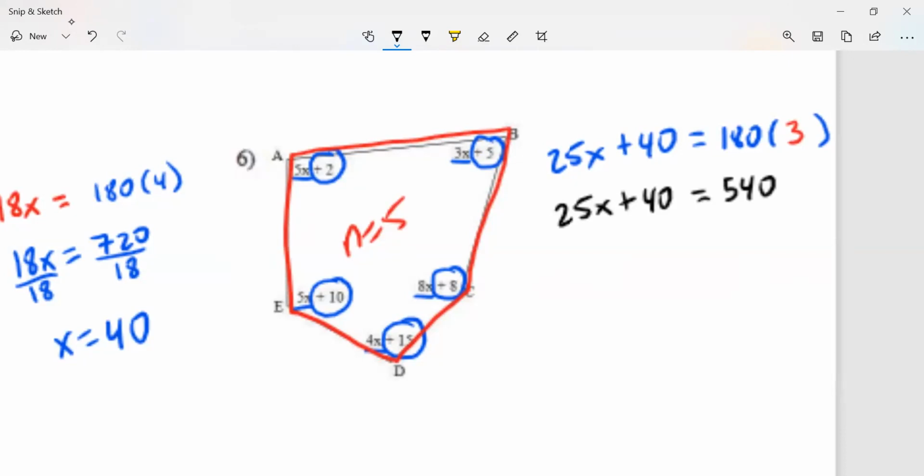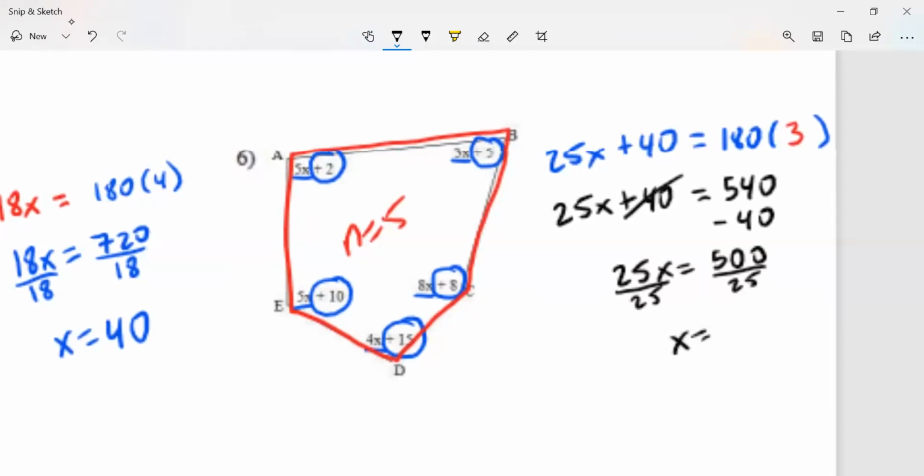To get that 25x by itself, this plus 40, let me move it over as a minus 40. So let me just call this 25x is equal to 500. Right, 540 minus 40, that's 500. Let me divide both sides by 25. 500 divided by 25 happens to be 20. So x is equal to 20.